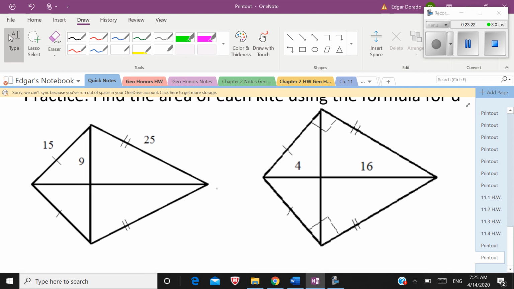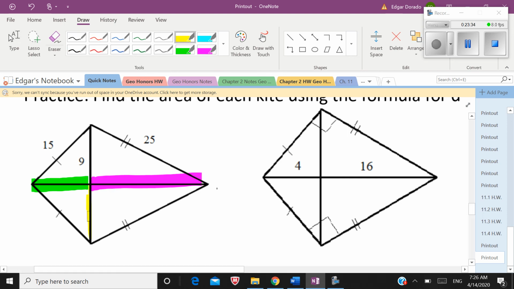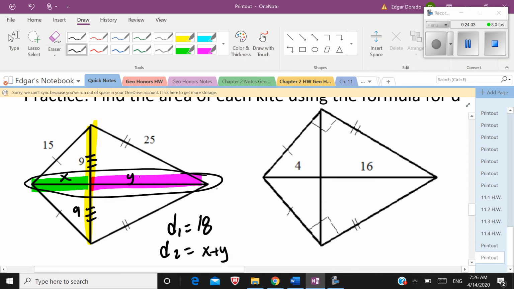Here's what I will help you out with, though. The problem here is I don't have this information, I don't have this information, and I don't have, actually I do have this information right here, because remember, guys, one of the diagonals did get bisected, so I do have that. Okay, so I actually have diagonal number 1. Diagonal number 1 is going to be 18. Your task, I want you to find out how much this measures, how much that measures, and then just realize that diagonal number 2 is x plus y. It's that whole thing.